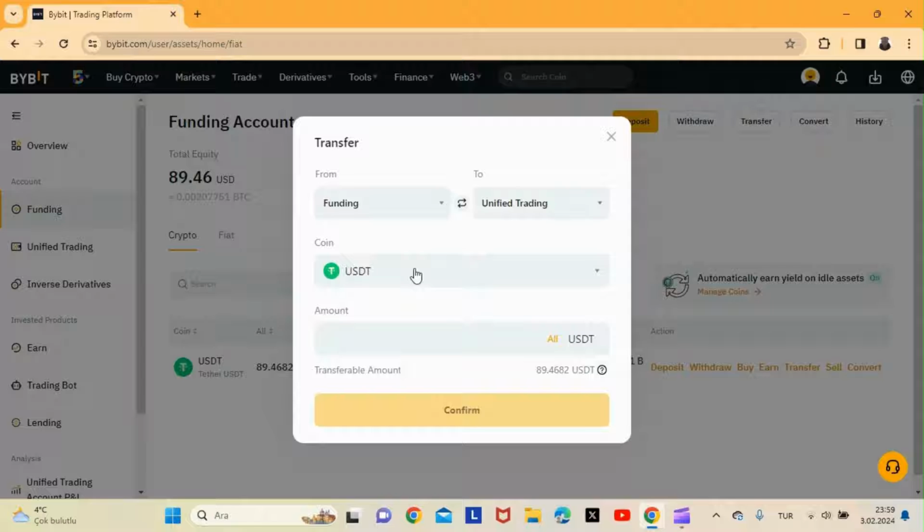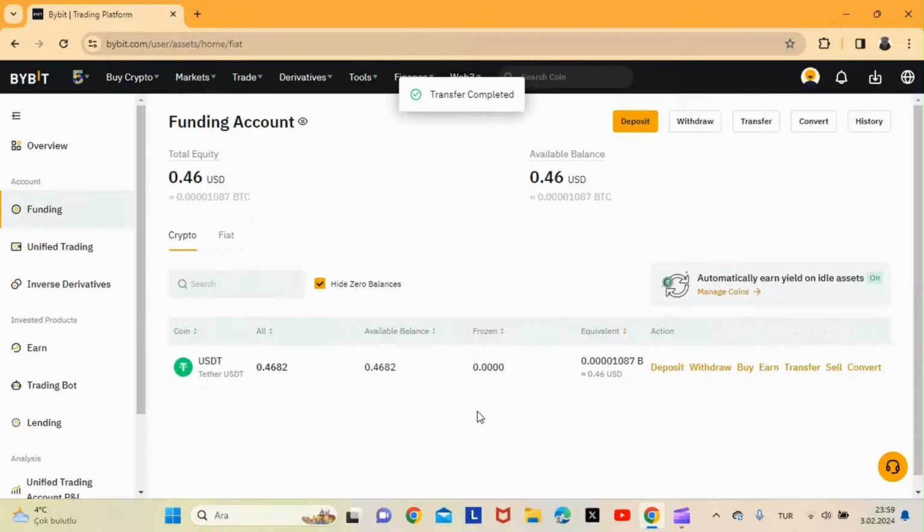So now you select your coin. The coin you're going to select must be USDT and you enter the amount. I have $89, so I'm going to enter 89 and I just tap confirm. This is the first process which you need. As you can see here, transfer completed. So now you have done the first step. As you can see, I have only 46 cents in my funding account now.